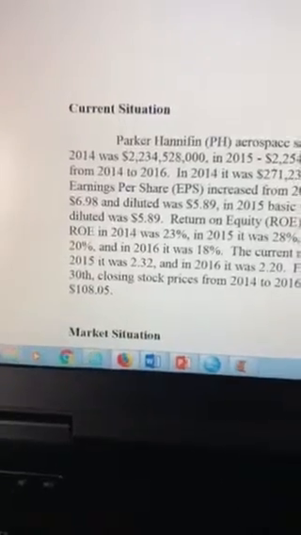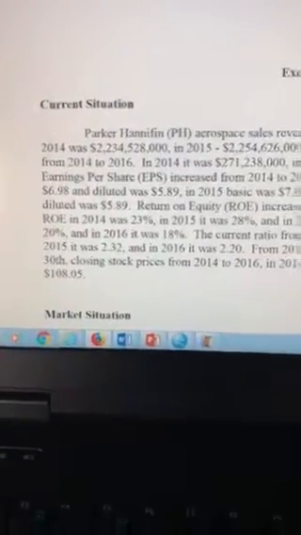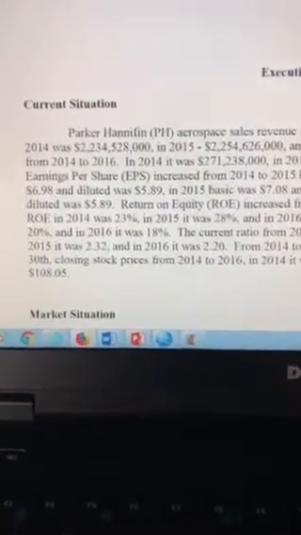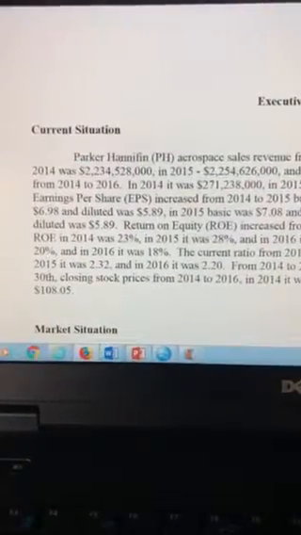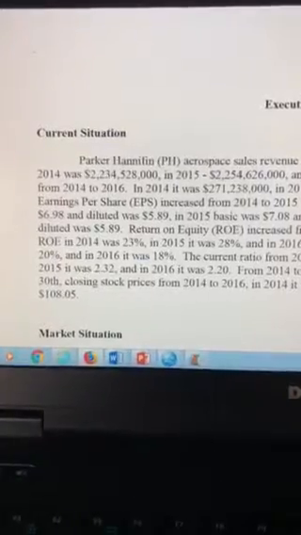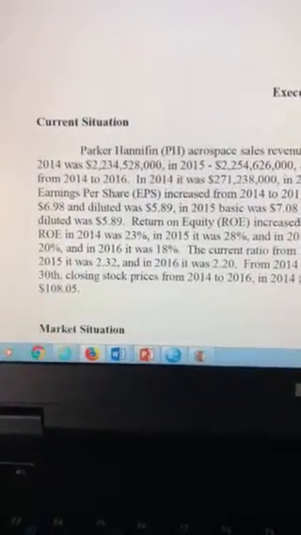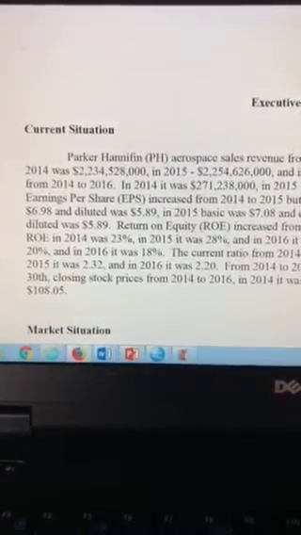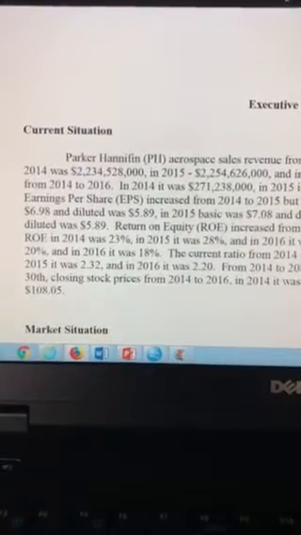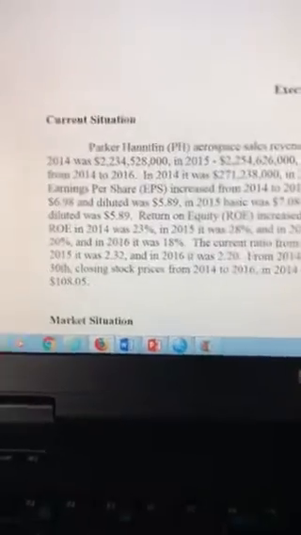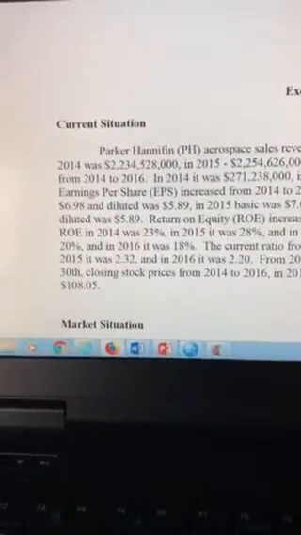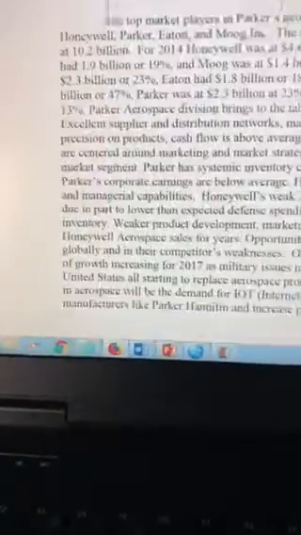Start with their current situation. By now, you guys know what goes in the current situation. We're talking 10 font, Times New Roman, single spaced. Your header there, current situation, should be bold. I mean, take a look at the formatting here so you know what to do. All right? And then you're going to do your market situation here. Okay?